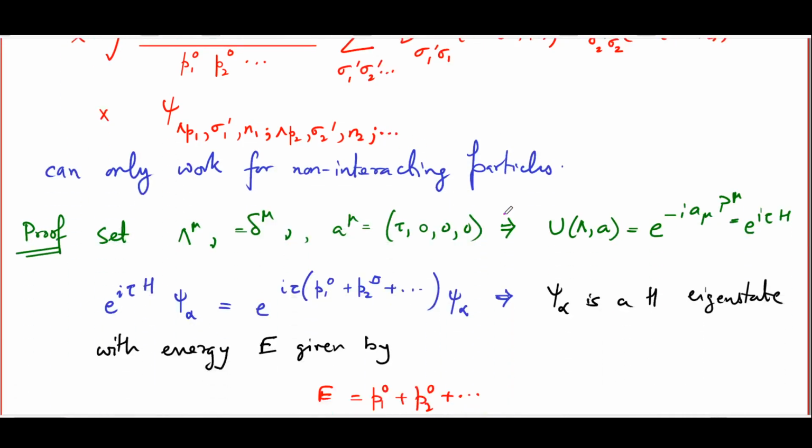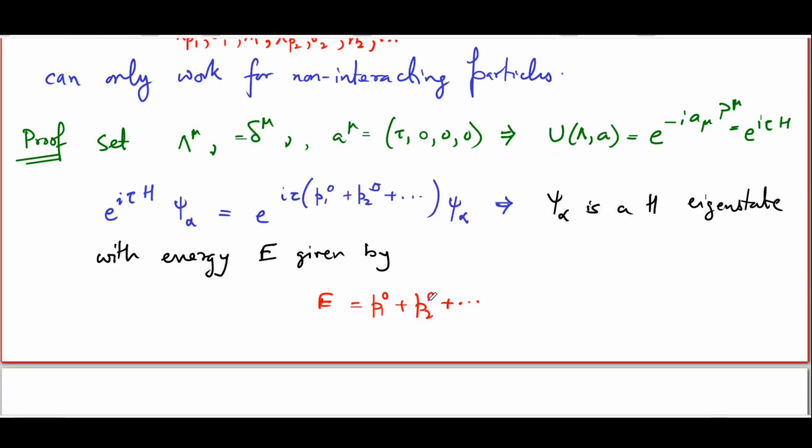So e^(iτH) acting on ψ_α will give you e^(iτ(p1^0 + p2^0 + ...)) times ψ_α, which clearly shows that ψ_α in this case will be a Hamiltonian eigenstate, and the corresponding energy eigenvalue for H, the energy E, will simply be p1^0 + p2^0 + the sum over all the particles that are there in the state. Hence this particular kind of transformation will work only if we have a system where the total energy of the system is the sum total of the individual energies, which is possible only if you have no interactions at all between the particles.